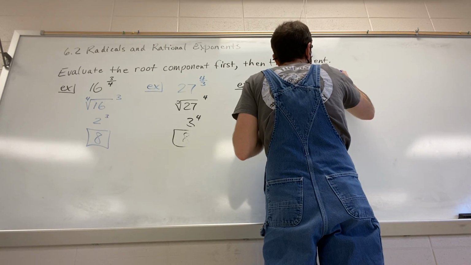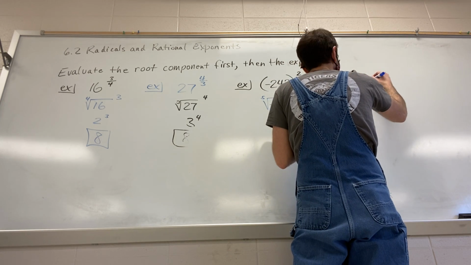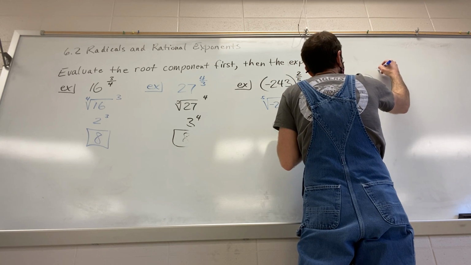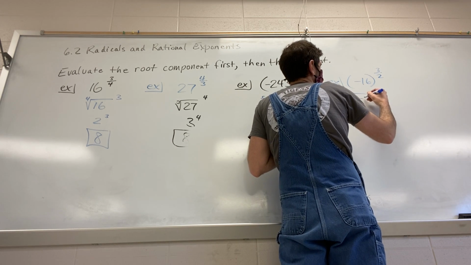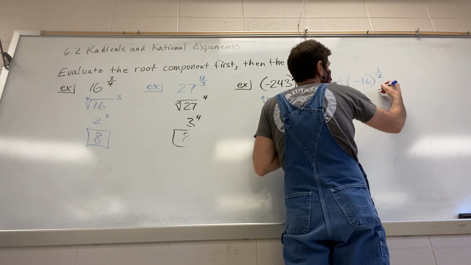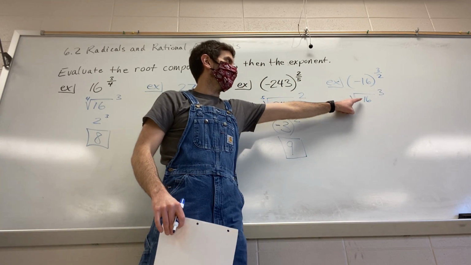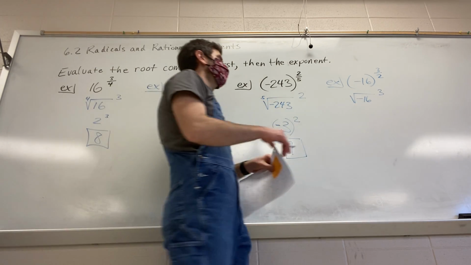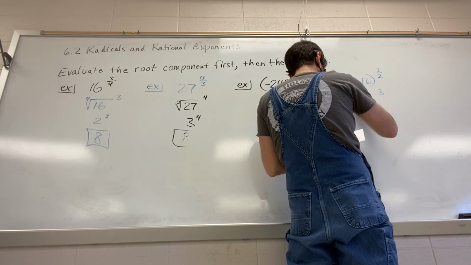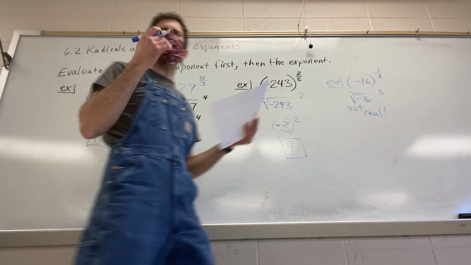Now let's do one that doesn't work. Negative 16 in parentheses to the 3/2 power. You would rewrite this as the square root of negative 16 to the 3rd power. But is this going to work out? No. Can you take the square root of negative 16? No. So we write not real. But I don't think that shows up on any of our quizzes.